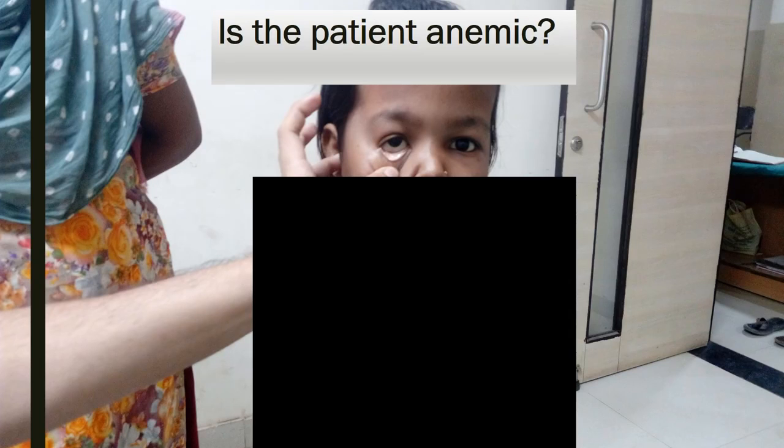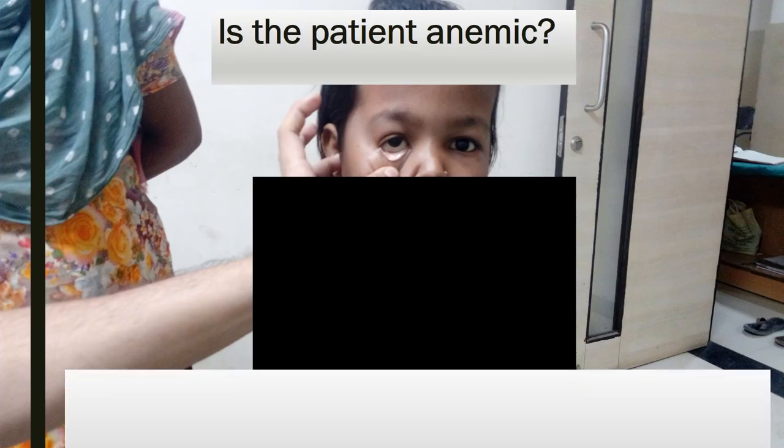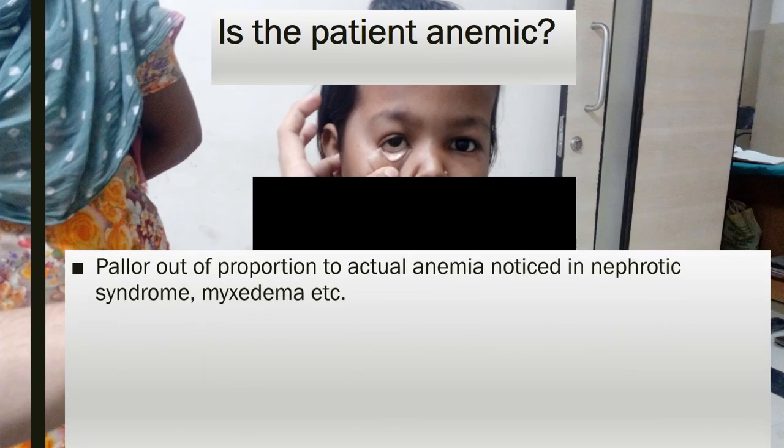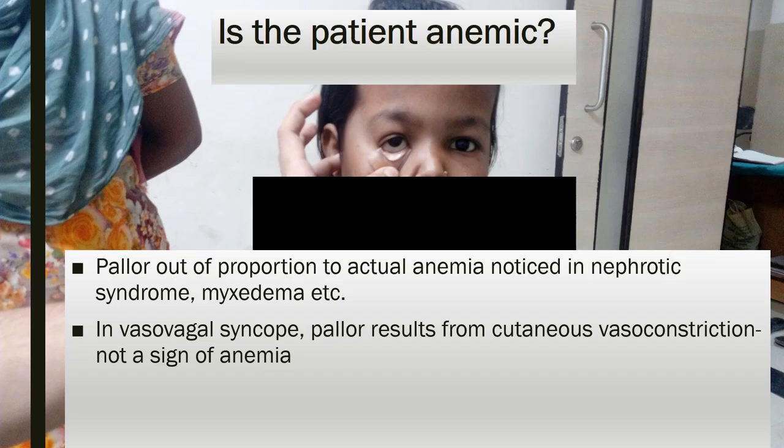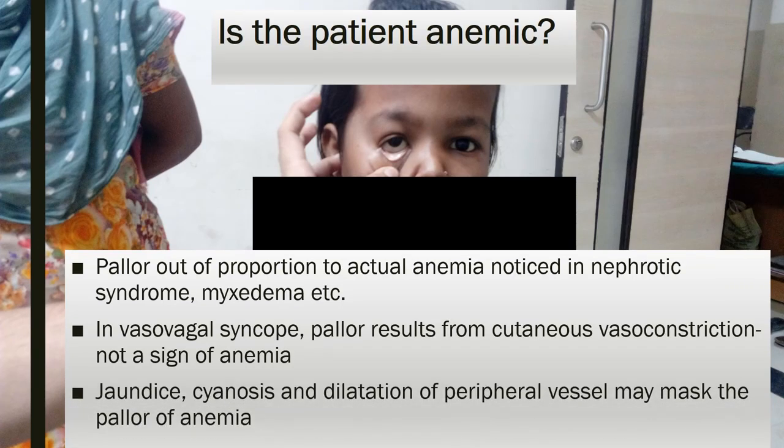Sometimes a patient looks pale but does not actually have anemia. It happens when the patient is having edema due to nephrotic syndrome or hypothyroidism. In this, pallor out of proportion to actual anemia is noticed. And if the patient is having vasovagal syncope, in this condition also pallor results from cutaneous vasoconstriction. It is not a sign of anemia.